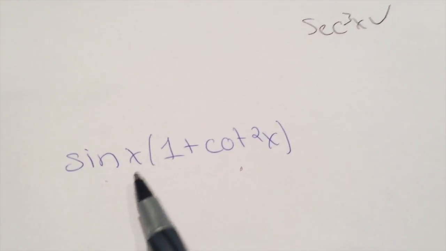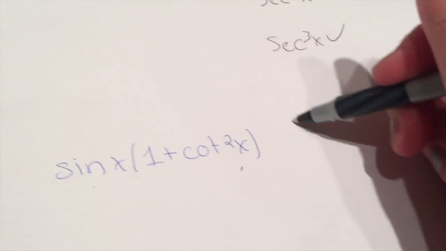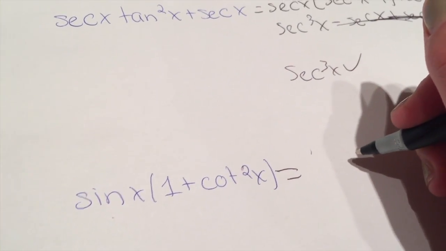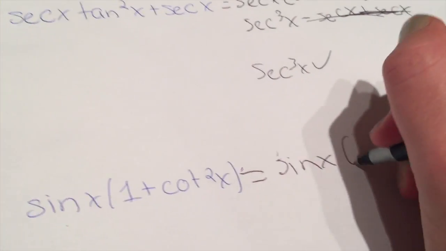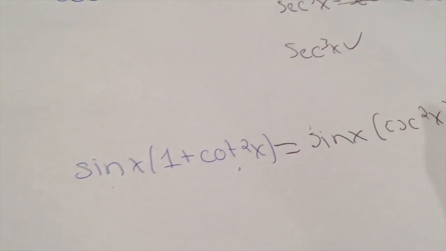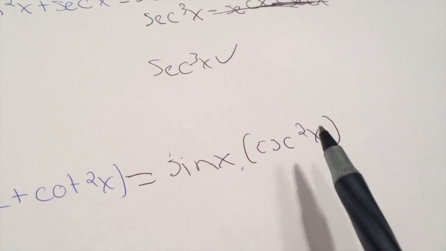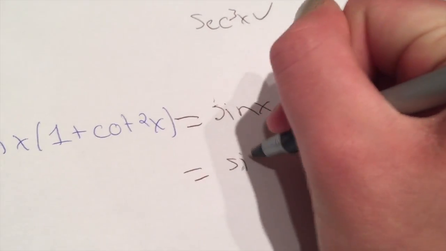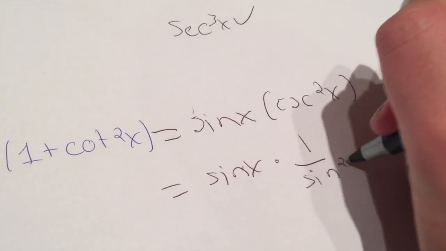The next example is sine x times 1 plus cotangent squared x. And we know that 1 plus cotangent squared x is equivalent to cosecant squared x. So we're going to write sine x times cosecant squared x. And we also know that cosecant squared x by the reciprocal identity is 1 over sine squared x. So we can rewrite that now as sine x times 1 over sine squared x.